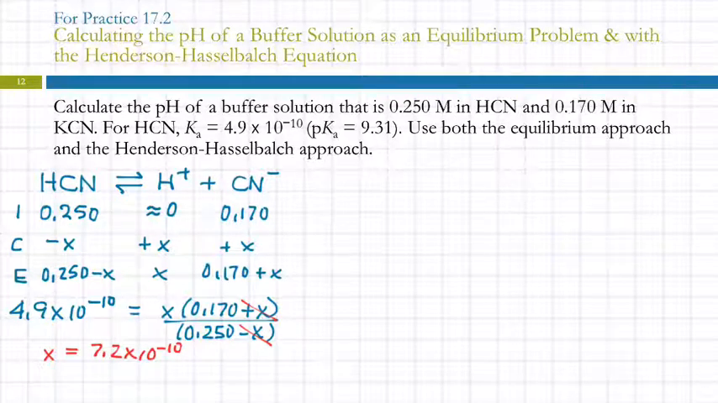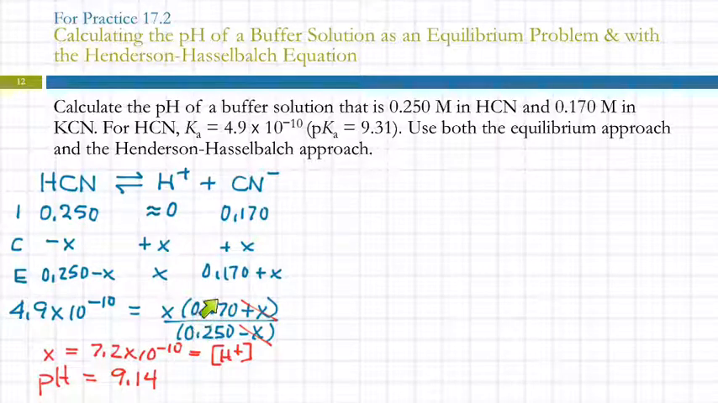We're trying to find the pH. So that is equal to our hydrogen ion concentration. So then we want the negative log, I'm not going to take a shortcut this time, of 7.2 times 10 to the minus 10. pH is 9.14. That's the equilibrium approach. That always works.